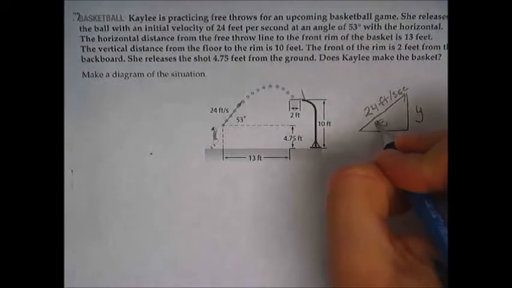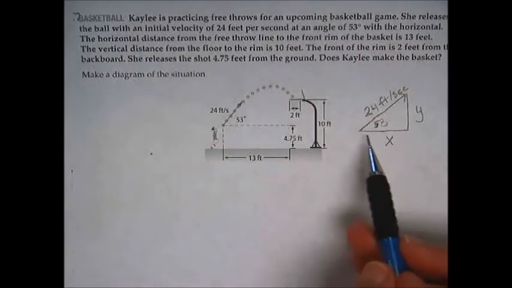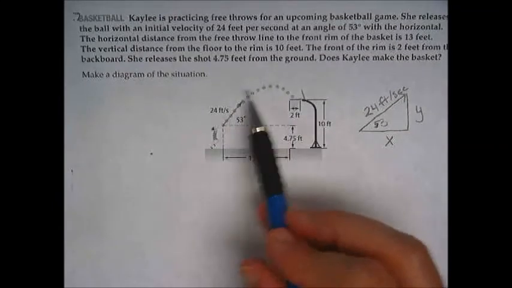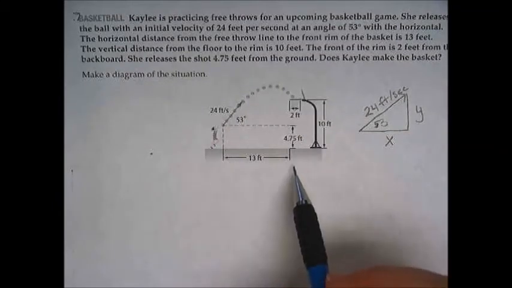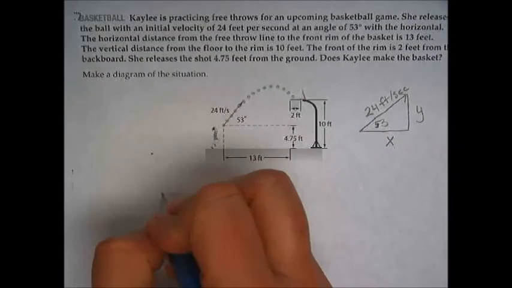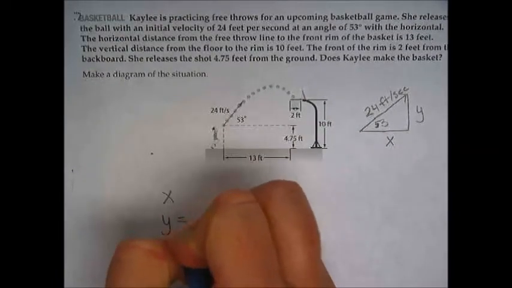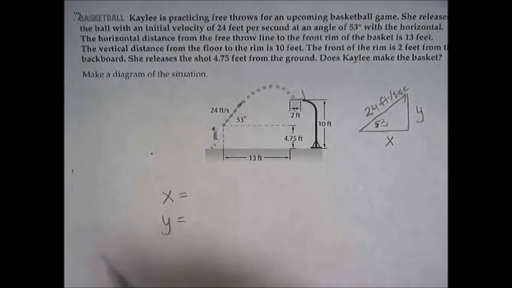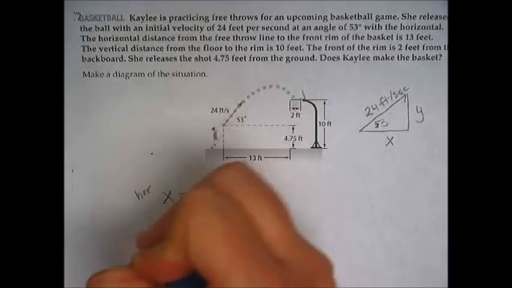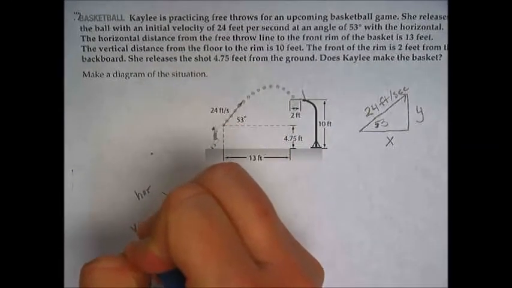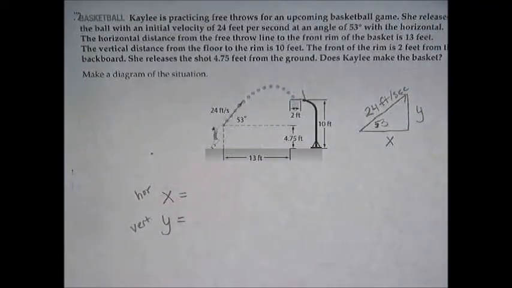And so this would tell us the horizontal. We're going to break this situation into a horizontal equation and a vertical equation. And so we're going to use parametric equations and have one equation for x, which will represent our horizontal distance traveled by the ball, and one for y, which will be the vertical distance.